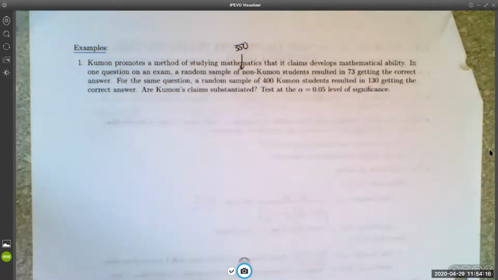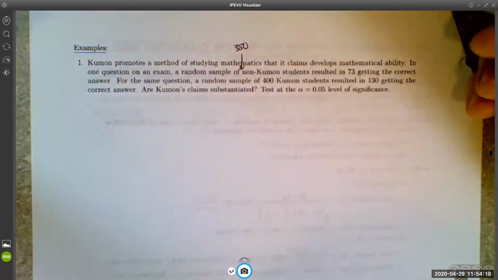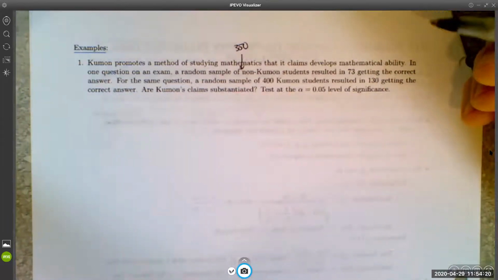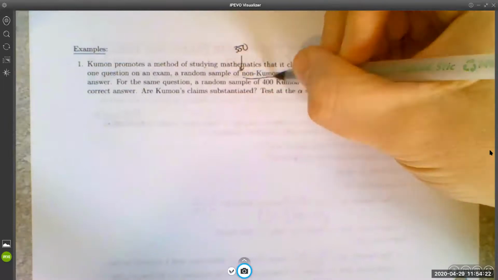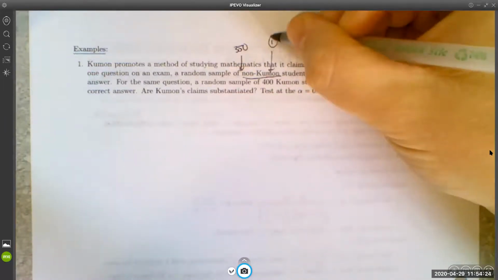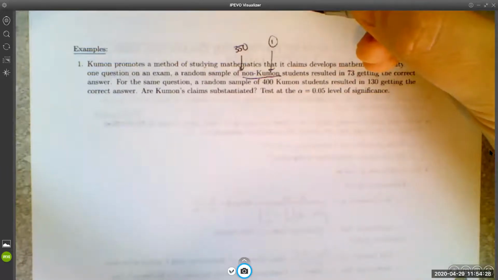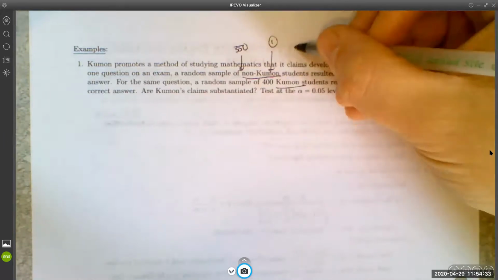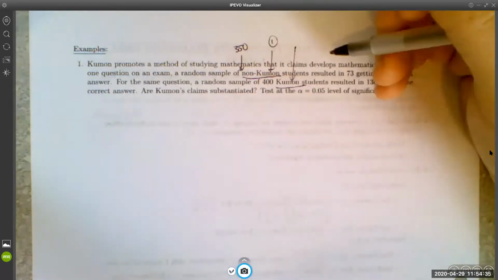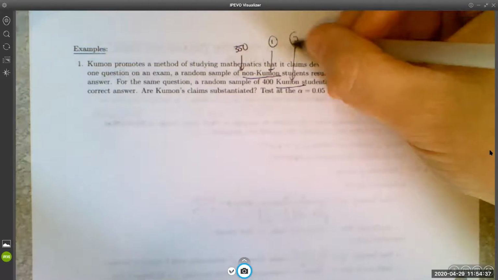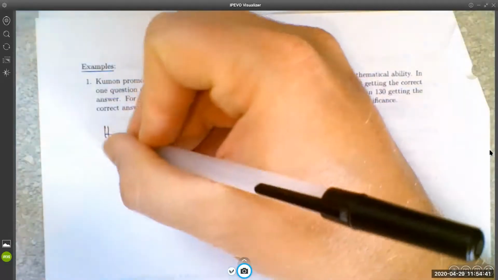Okay, now here's my solution. So first of all, I'm going to call the group of non-Kumon students group 1. And then the Kumon students, sorry, I was looking for where it talked about the Kumon students. The Kumon students, I'm going to call that group 2. Okay, so the null hypothesis.